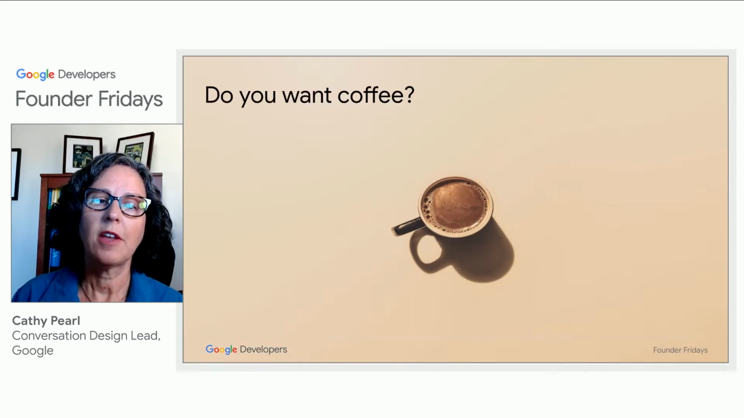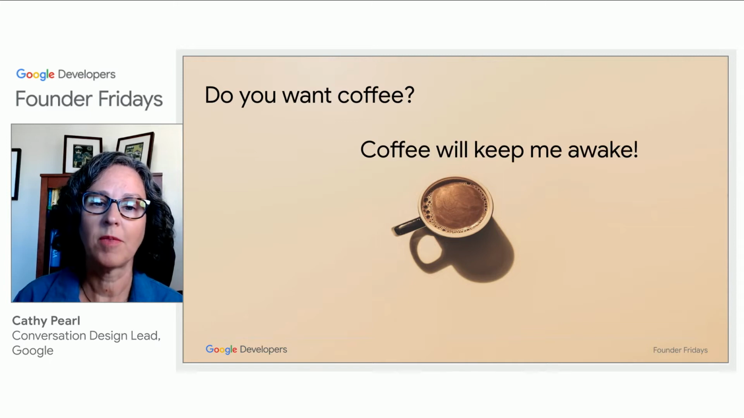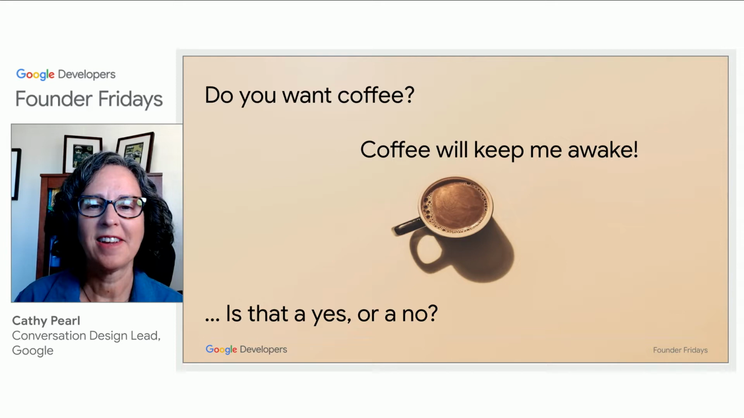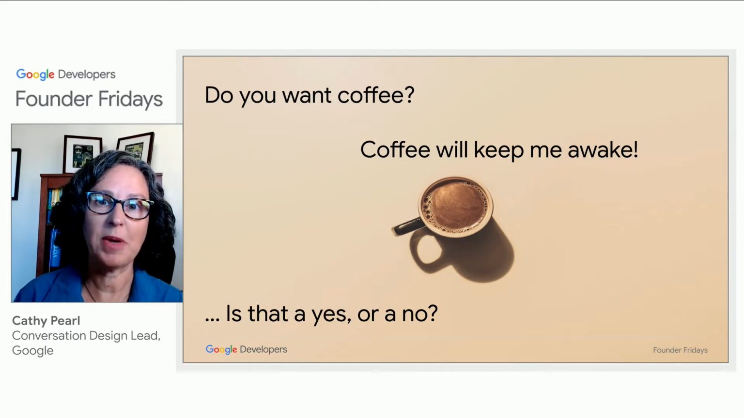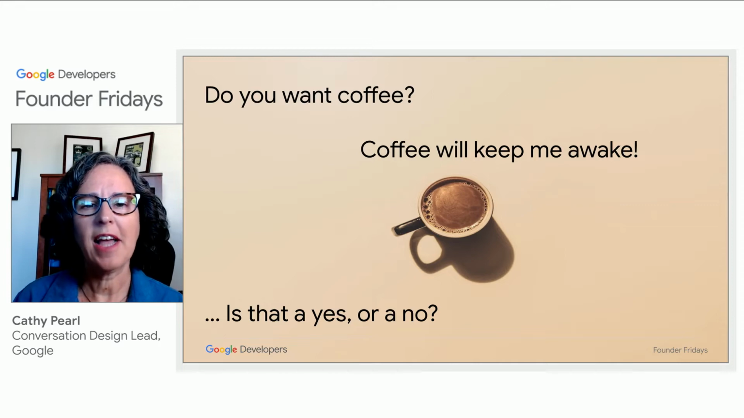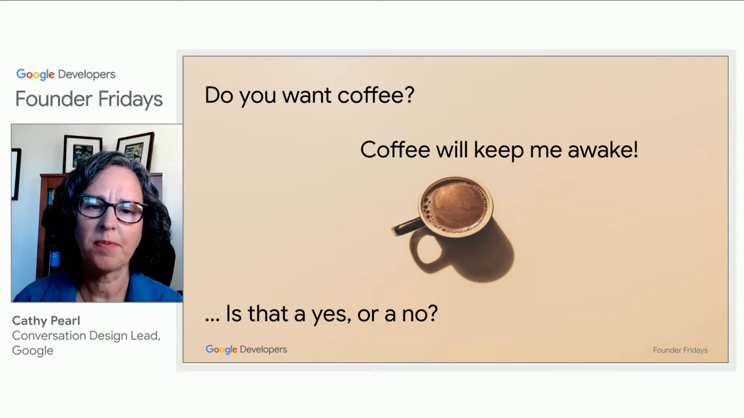So imagine that you said to me, "Do you want coffee?" And I said, "Coffee will keep me awake." Do I want coffee or not? Well, it depends, right? If you ask me in the morning and I have a big day ahead of me, it's probably a yes. I really want some coffee to keep me awake. But if it's late, I'm about to go to bed, probably means no. Now, this is another thing, this kind of ambiguity in language that humans do every day without even really thinking about it. But it's very hard for computers.